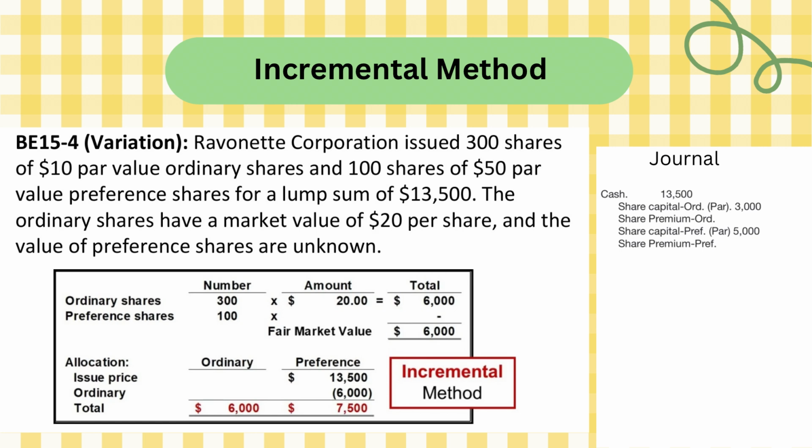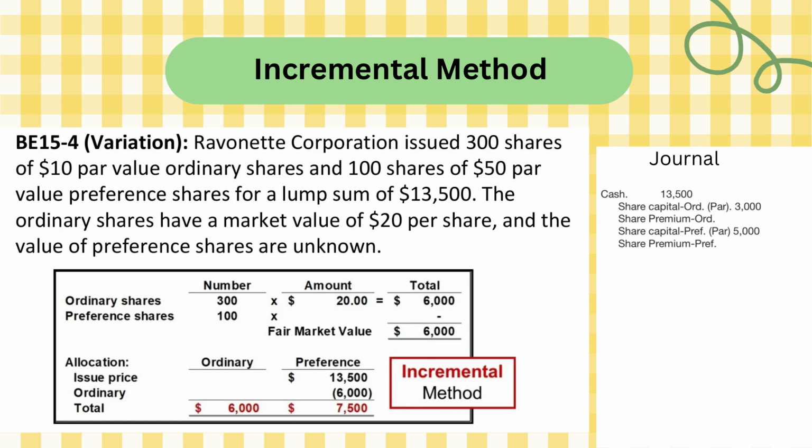Now, how can I know the amount allocated to the ordinary and to the preference? So I have a total of 13,500. They should be allocated to the ordinary and to the preference. Okay, so I'm gonna go and write the fair value or the market value. So I have 300 shares of ordinary and 100 shares of preference. I'll multiply them with the fair value. I have the market value only for the ordinary, so it's 20. So 300 times 20 is 6,000. Okay, and the fair value for the preference is unknown. Okay, so how can I do it?